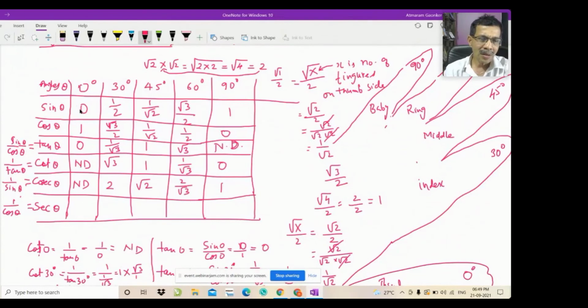You have seen sin theta and cos theta, they come in the reverse order. Tan theta and cot theta come in the reverse order. Do you think that cosec of theta and sec of theta will come in the reverse order? Please type your answer. Yes or no? Will sec theta come in the reverse order compared to that of cosec theta? Please type your comment as yes or no, and let me see how many can visualize this correctly.